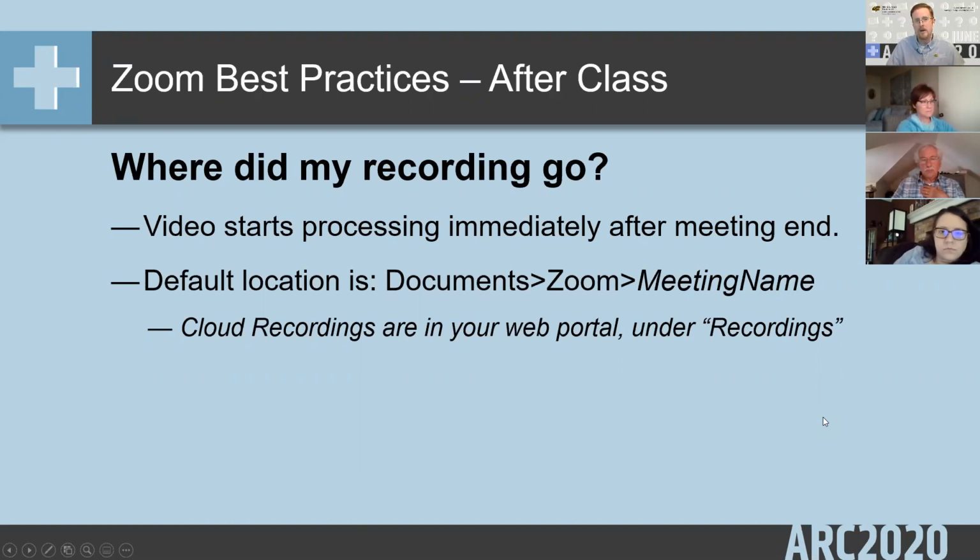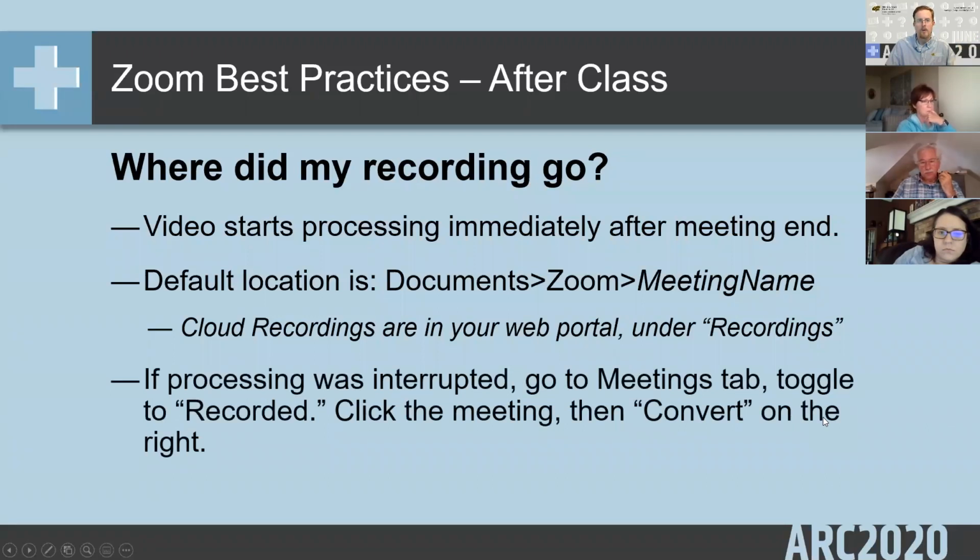Cloud recordings are in your web portal. So go back to that wichitastate.zoom.us, go to the recordings tab instead of the meetings tab, and it will show you. If for whatever reason your processing was interrupted, whether you closed the lid of your laptop, you lost power, whatever, it's okay. You just go back to your meetings tab in the Zoom app, and then you go to the recorded tab instead of the meetings tab, and then you find the meeting you need and hit convert.